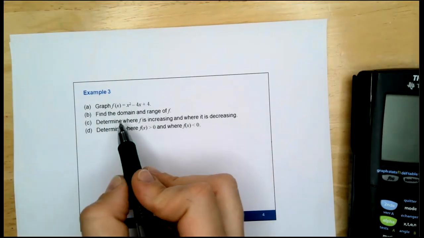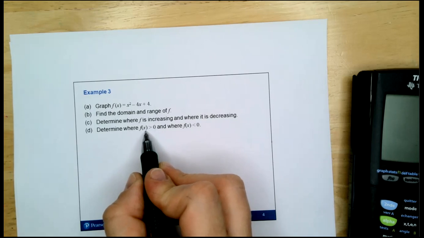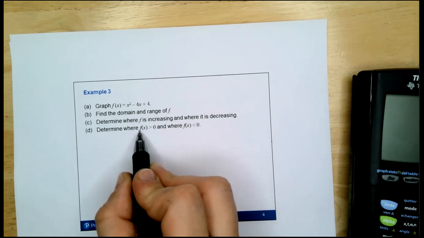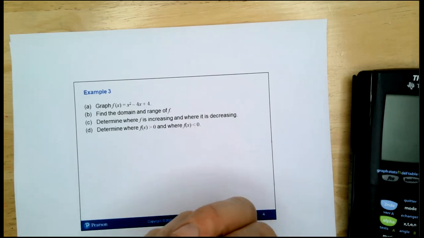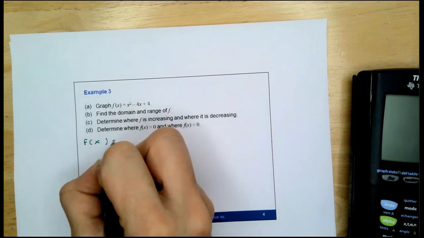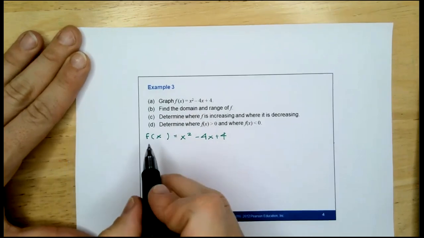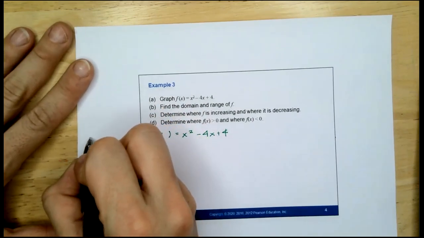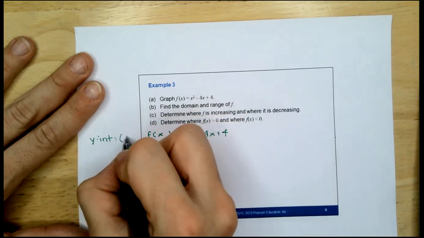Example 3 asks us to graph f of x equals x squared minus 4x plus 4. We're going to graph it by just finding the vertex and the y-intercept, okay? But we do need to find the x-intercepts, because we need to know where f of x is positive and where f of x is negative, okay? So, f of x is equal to x squared minus 4x plus 4. Let's just see what we know right away. We know that it's going to cross the y-axis at 0, 4.